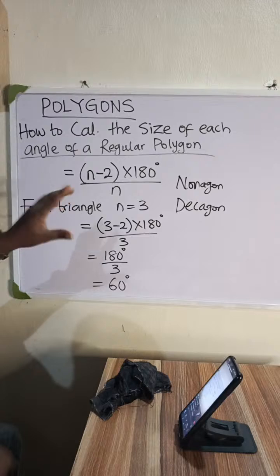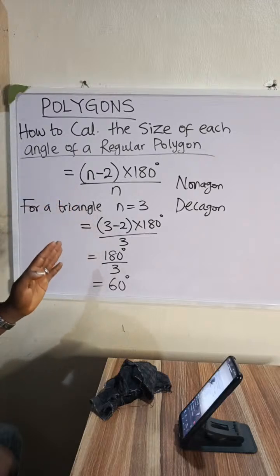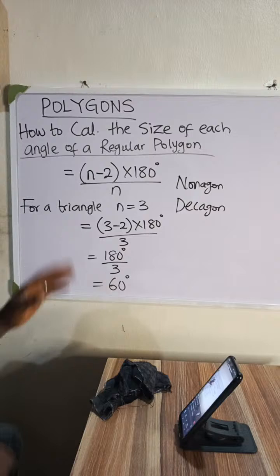Remember, this is for a regular polygon. We cannot use this for an irregular one.